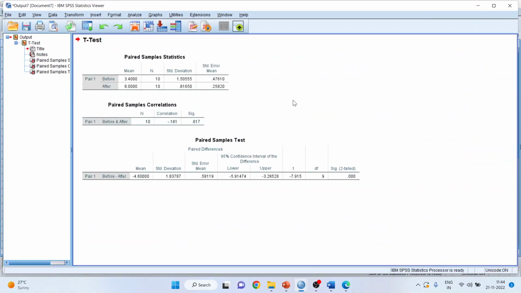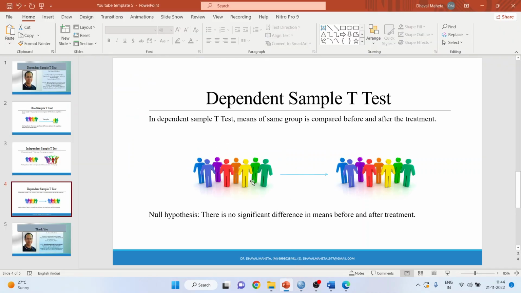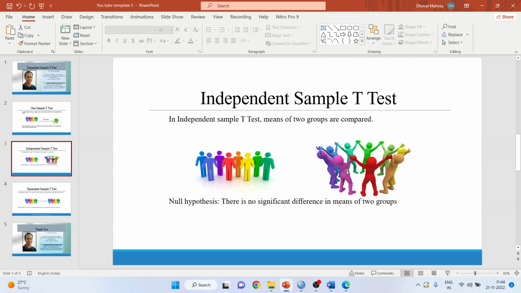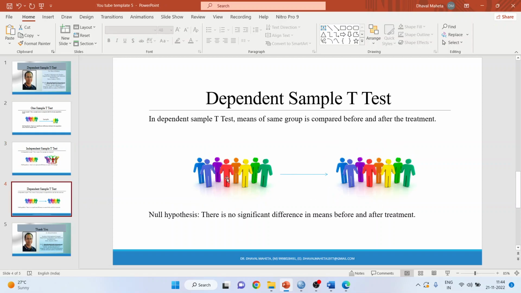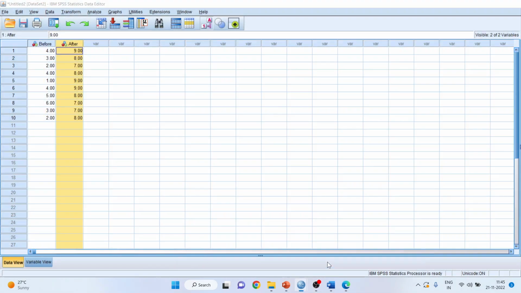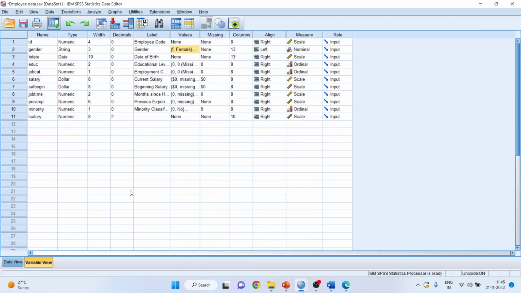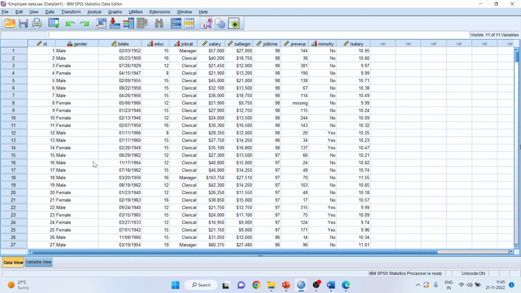Click OK. We don't have Levene's test here. The reason is we are comparing the same groups. You can see here, the same group is compared. But in case of independent sample t-test, two different groups are compared. In case of dependent sample t-test, it is very much essential that the number of samples are the same. See, here, 10 people are studied before the treatment, and after the treatment also 10 people should be studied. But in case of independent sample t-test, we had seen that when we are comparing male and female, it is not necessary that male and female should have an equal sample size. So that's a basic difference in both of them.